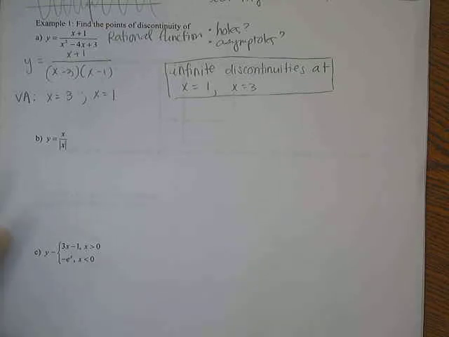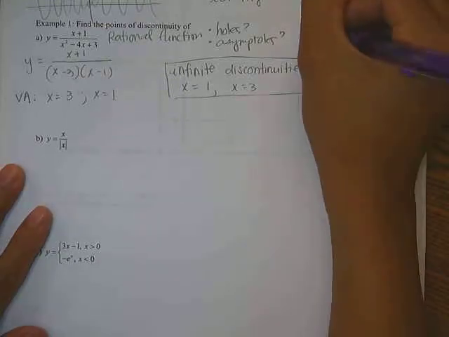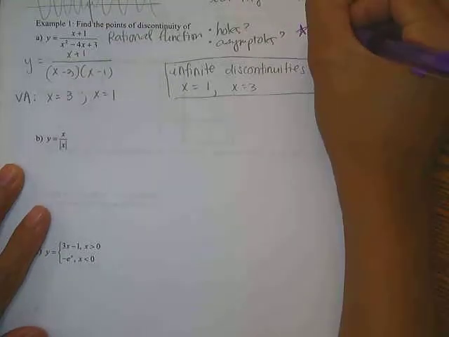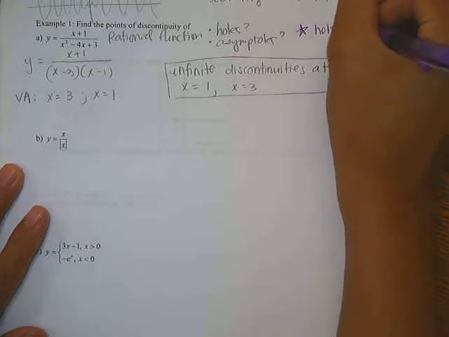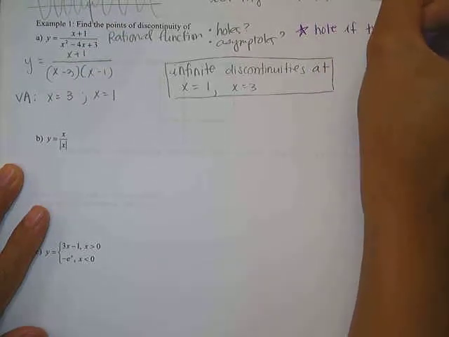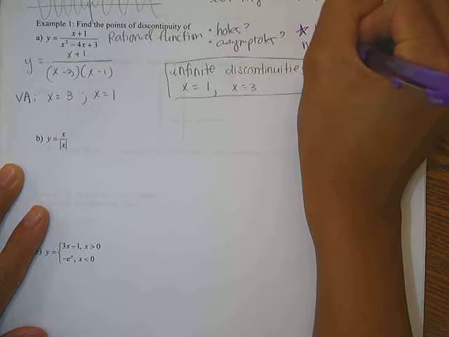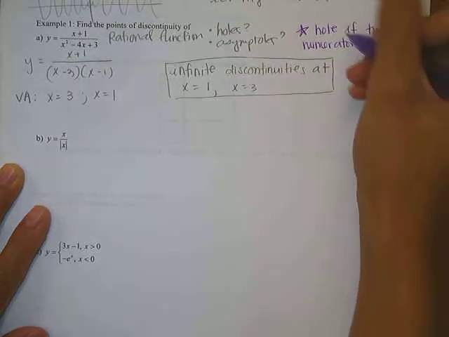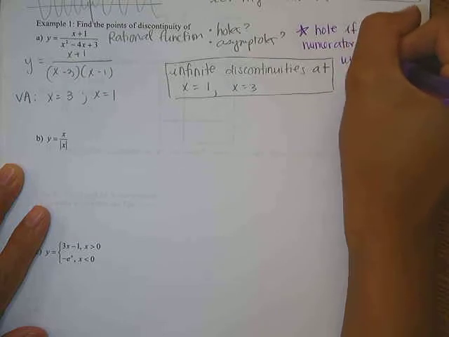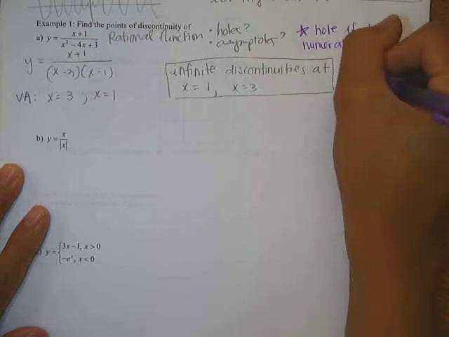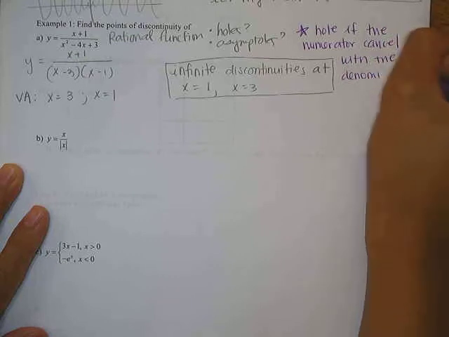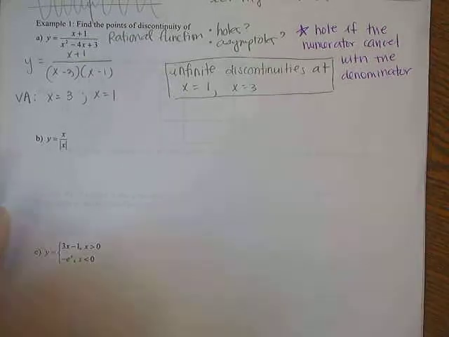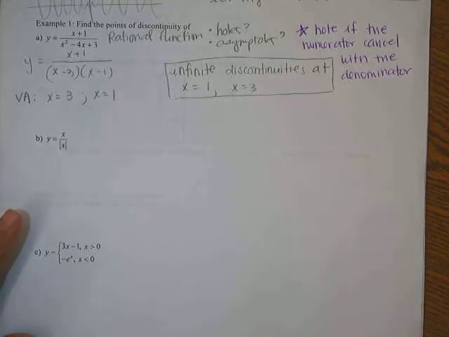Okay, now when do we have a hole? In this case, we don't have a hole, so let me just spell this out for you. We have a hole if the numerator cancels with the denominator. Okay, that's the only time we're going to have a hole. All right, and that's the only time we're going to have a removable discontinuity.